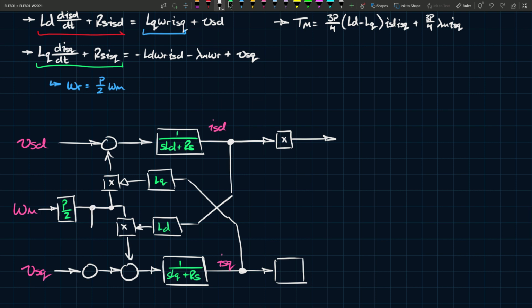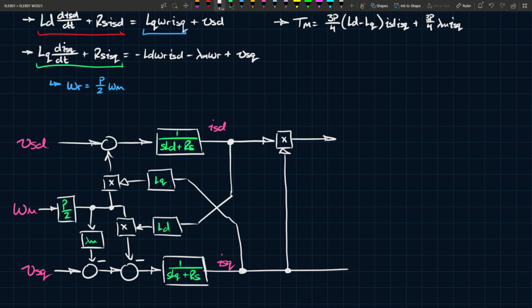This goes down, first gets multiplied by lambda m. Lambda m goes down and goes down here. This is being subtracted. This is being subtracted. The output of this, ISQ, is multiplied. Well, first, we misplaced these things because block diagrams can be challenging to draw. So we have this here, and it gets multiplied in with that. So ISD times ISQ.